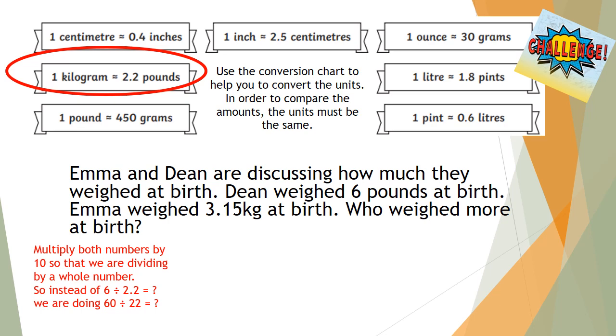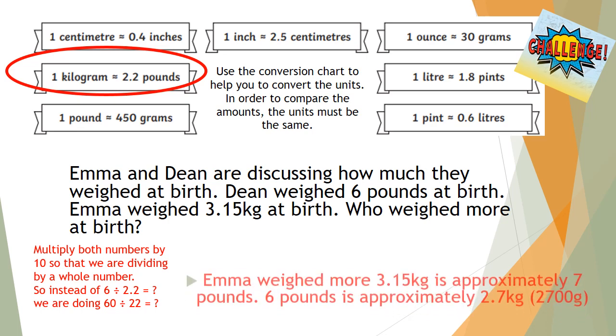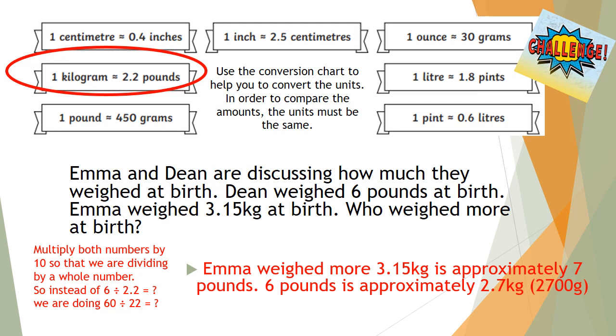Hopefully, when you did that, you got this answer. You got that Dean weighed approximately 2.7 kilograms at birth, whereas Emma was 3.15 kilograms. And if we look at those two units of measure, we can see that Emma weighed more than Dean at birth. Well done if you managed to get those correct.